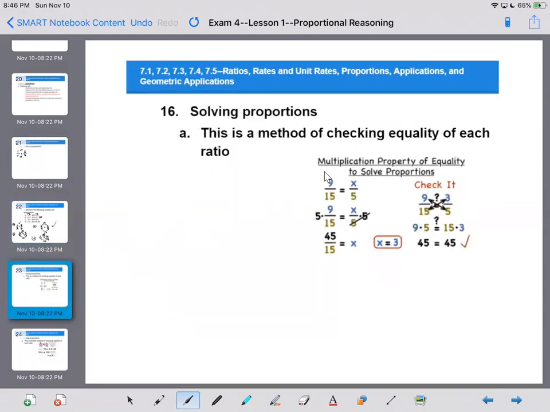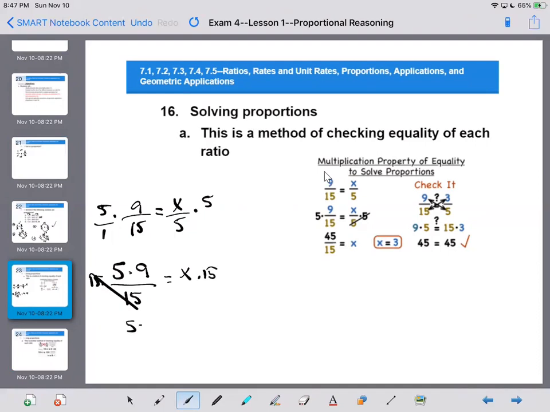Another method of checking to see if something is proportional is cross products. If you take 9/15 equals x divided by 5, and I were to solve for x, I would multiply this side by 5 and this side by 5. So notice what would happen. I would have 5 multiplied by 9 divided by 15 is equal to x. Then if I multiply both sides by 15, notice what I would get: 5 multiplied by 9 is the same as x multiplied by 15.